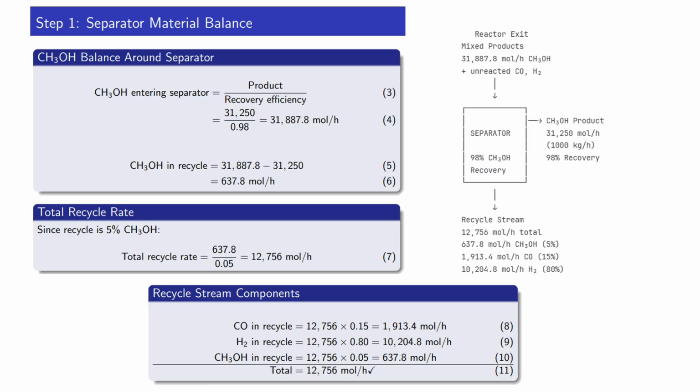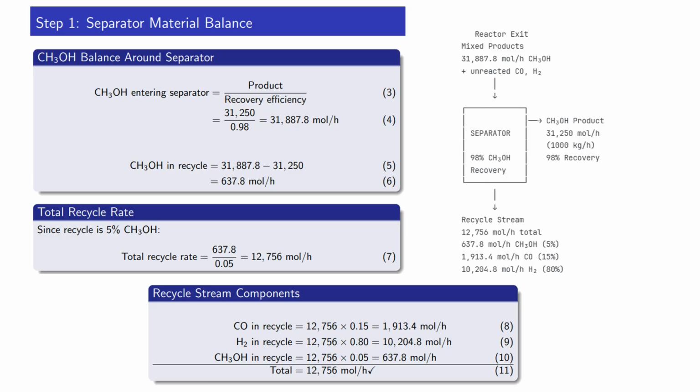And hydrogen in recycle is given as 80%. So 80% in the recycle stream, we can calculate easily. That is 12,756 into 0.80, that is 10,204.8 mole per hour. And we already know that the recycle of methanol is 637.8 mole per hour. So total is 12,756 mole per hour.